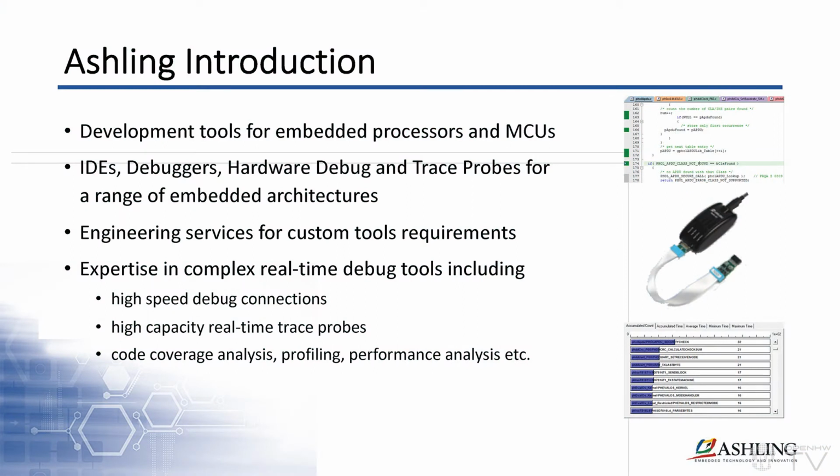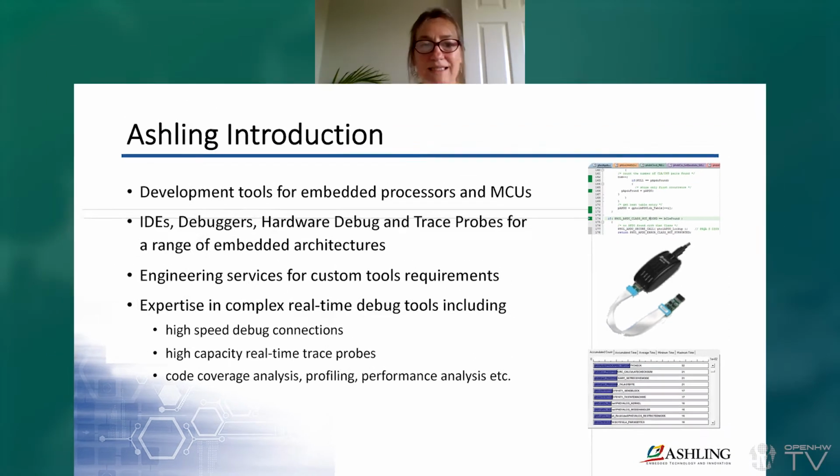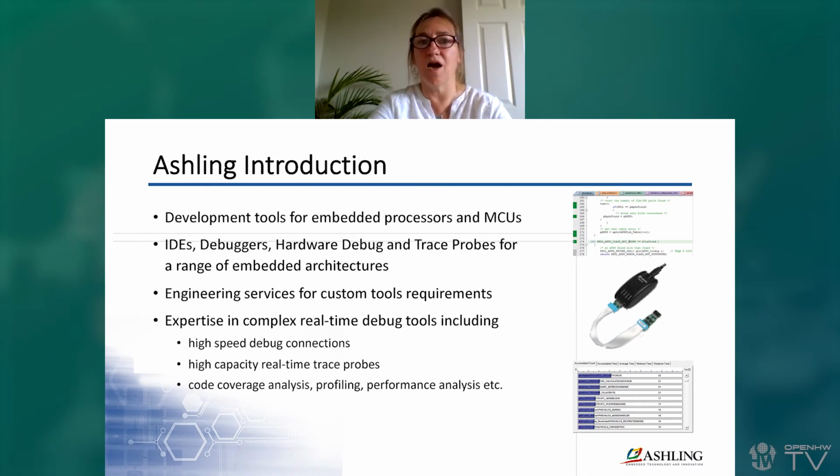Ashling is specialized in development tools for embedded processors and MCUs, such as IDEs, compilers, debuggers, hardware debug and trace probes, for a range of embedded architectures. And we also provide engineering services for custom tools requirements. And we have specific expertise in complex real-time debug tools, including high-speed debug connection, high-capacity trace probes, code coverage, profiling, and so on.